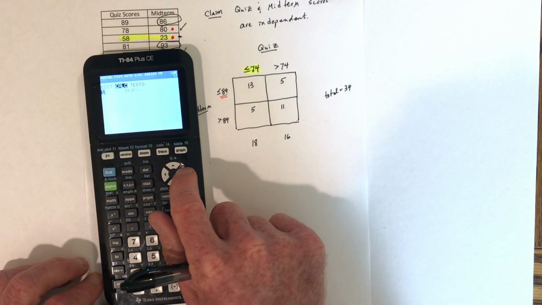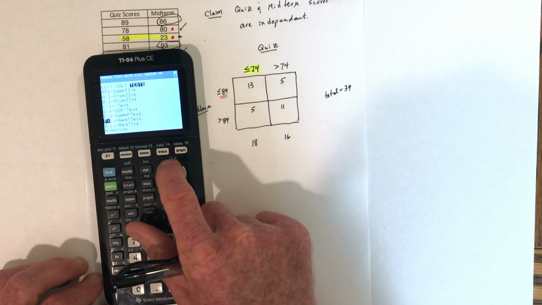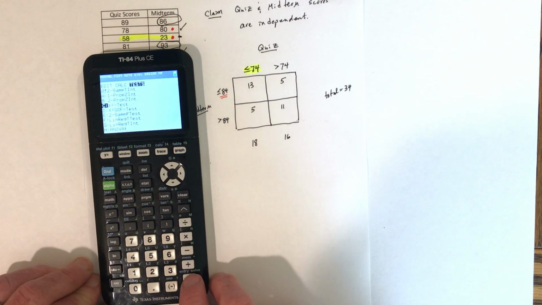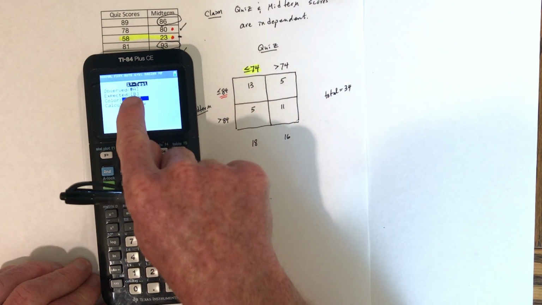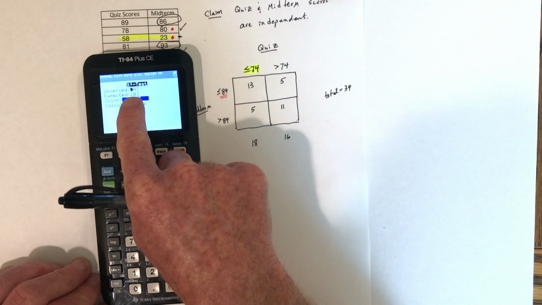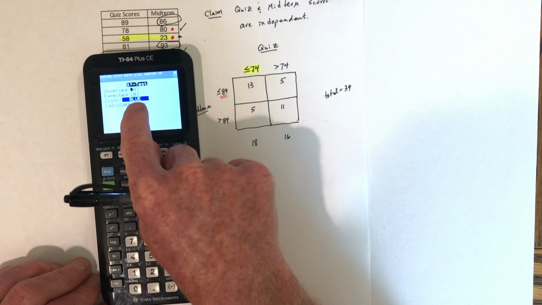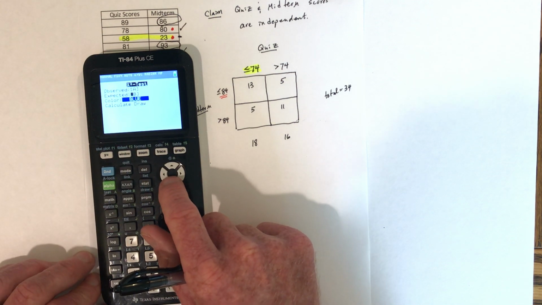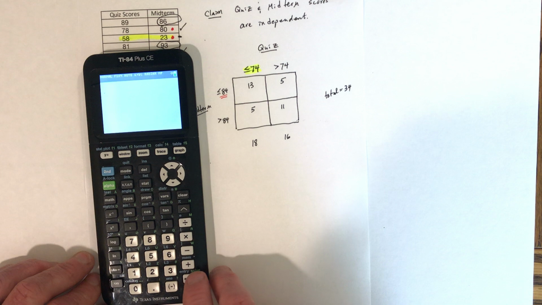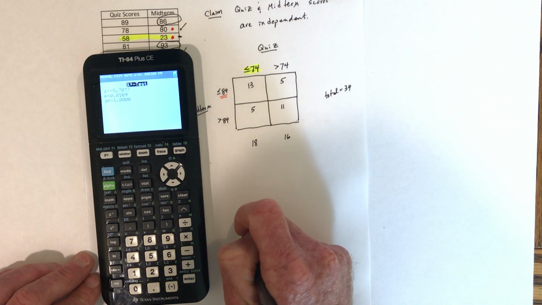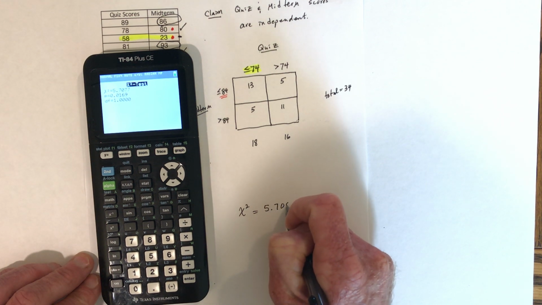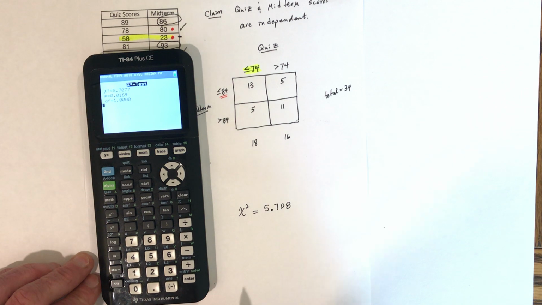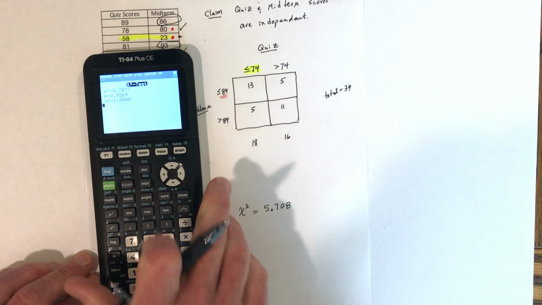Okay, then stat, go to the tests and this one, the chi-squared test. So the observed values are right here. It's our job to put the observed values in matrix A, which I already did. It's the calculator's job to put the expected values in matrix B. And I'll show you that in just a second. I need to go to calculate right now. So the test statistic is chi-squared equals 5.70, I prefer 3 decimals, so I'm going to round it, 5.708.